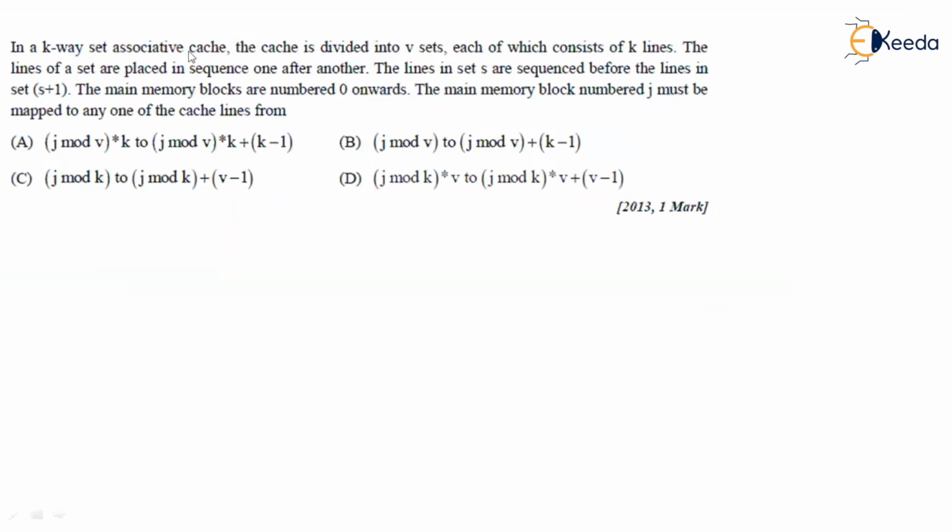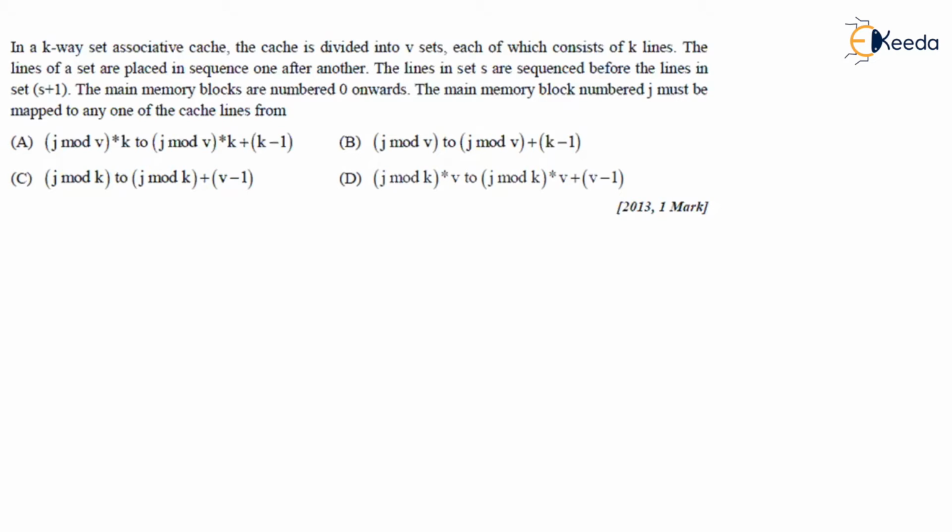In a k-way set associative cache, the cache is divided into V sets, each of which consists of k lines. You know that a k-way set associative cache will have k lines for every set. The lines of a set are placed in sequence one after another. The lines in set S are sequenced before the lines in set S plus 1.